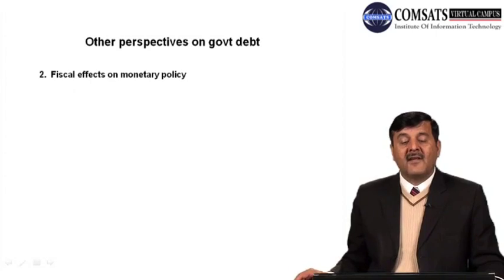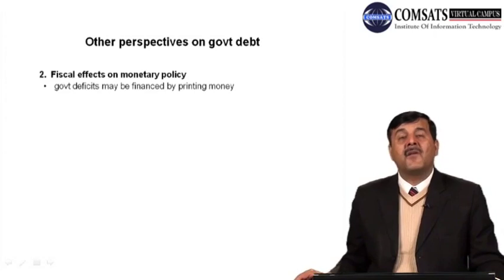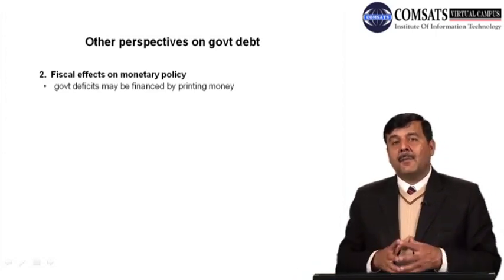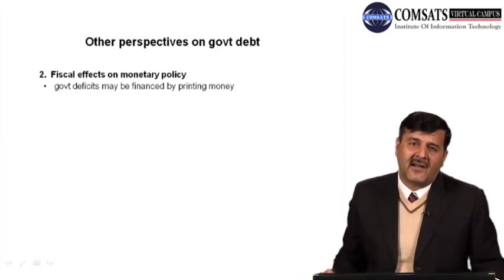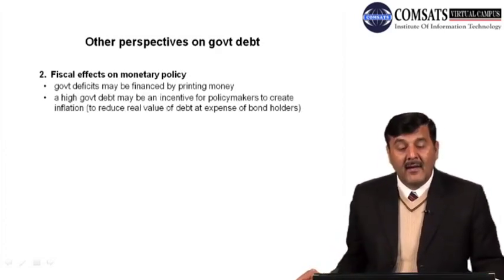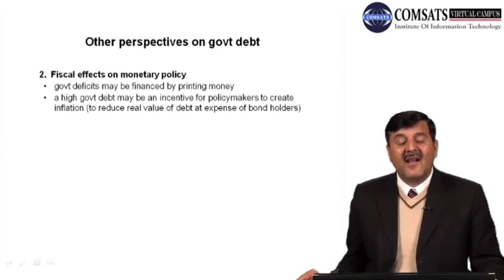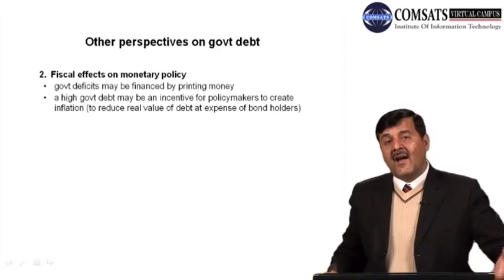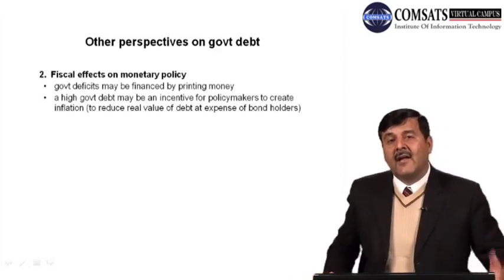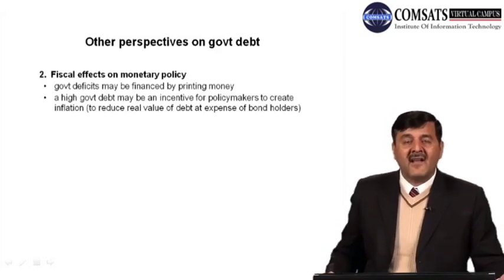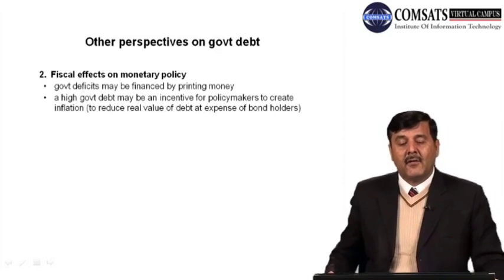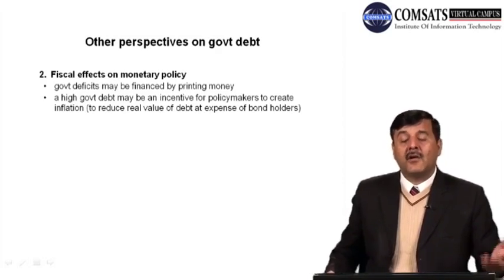Second, fiscal effects on monetary policy. Government deficits may be financed by printing money, right? If there is a budget deficit, most governments can finance that debt by printing money. So what will happen then? A high government debt may be an incentive for policymakers to create inflation. So if there is a high deficit and high debt in the economy, that provides an incentive to the policymaker to create inflation, to reduce the real value of debt at the expense of bondholders in the economy.